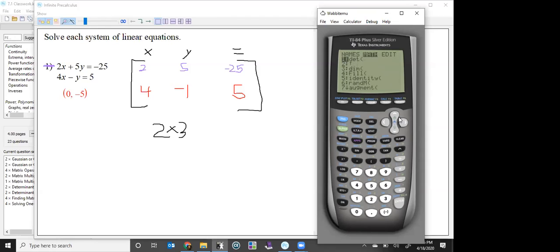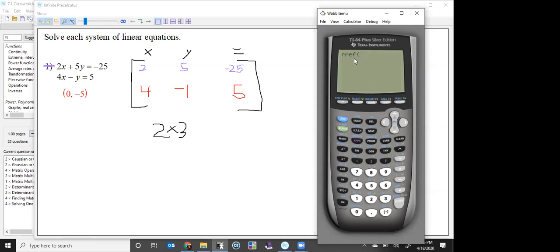Before I do, I'm going to go over to math, and I am looking for RREF. If I go through my pages to show you this one right there, that's the one I want, RREF. So I click on RREF. It stands for reduced row echelon form, parentheses.